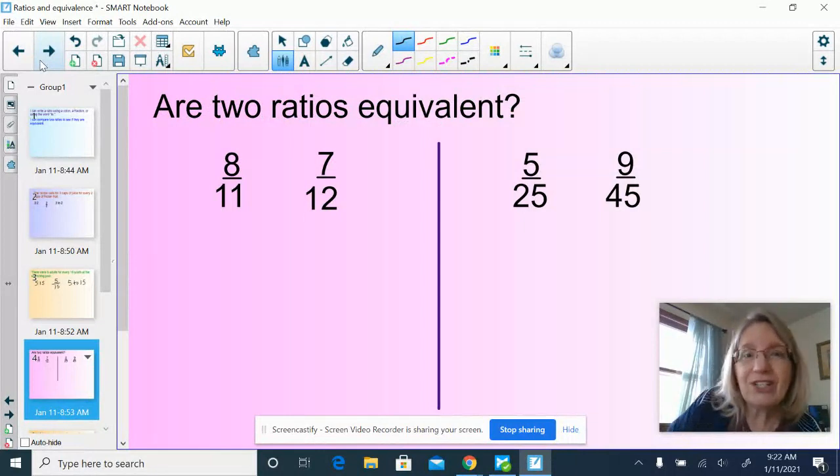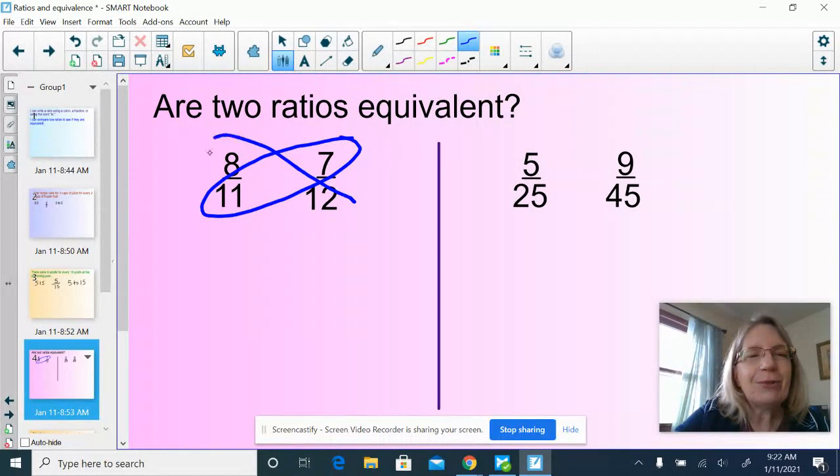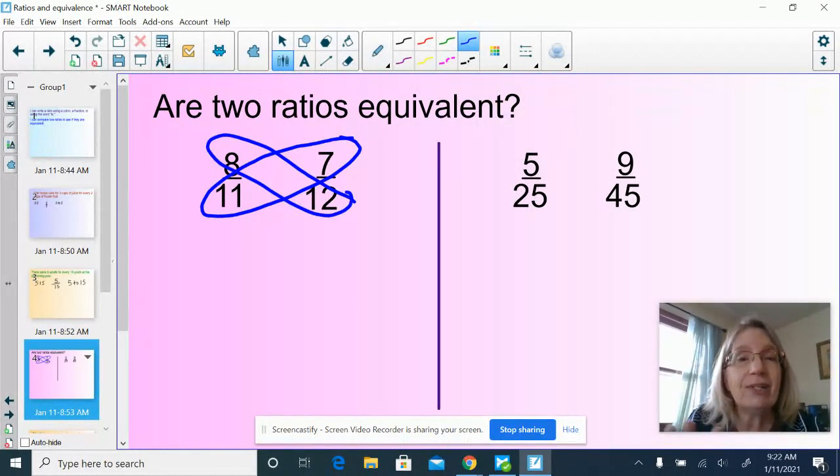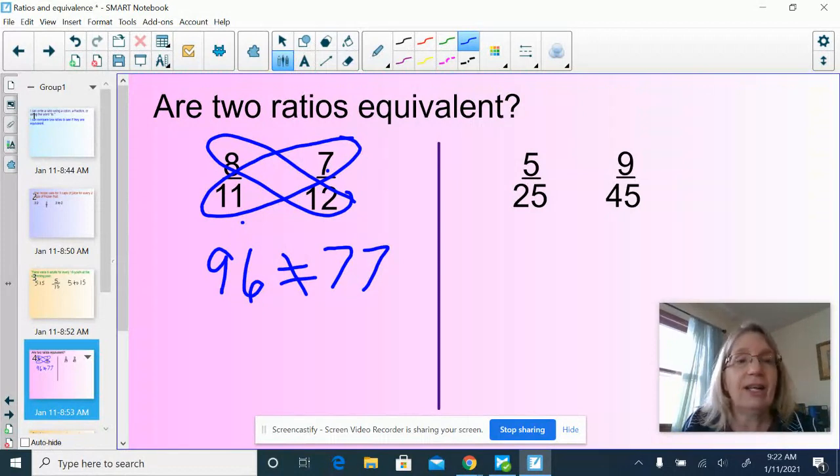All right, if two ratios are equivalent, we kind of did this already, but you're going to take the cross numbers and multiply. Now notice there isn't an equal sign in the middle, but now take your calculator. 8 times 12 is 96. 11 times 7 is 77. So we would say they are not equivalent. They're not equal. Okay, next one.